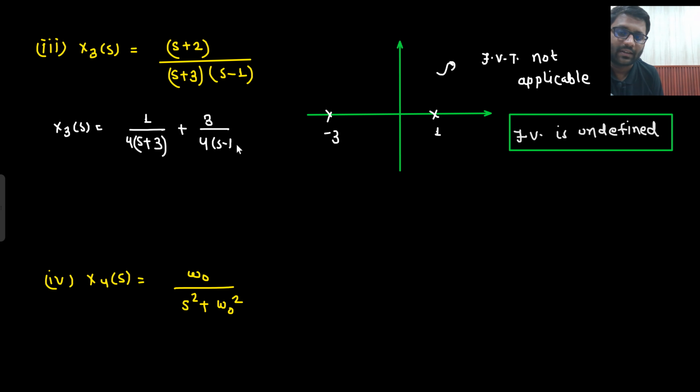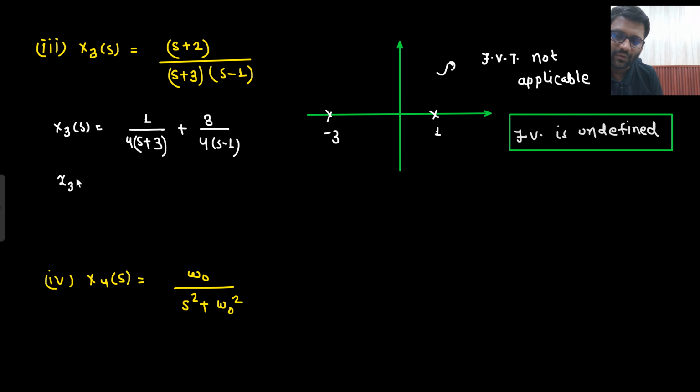Okay, by that method, you multiply with s plus 3 first. So if I multiply both sides by s plus 3 and then put s equals to minus 3, this will throw minus 1 upon minus 4. So 1 by 4. So the value of A will come out to be 1 by 4. Right? And then I will multiply with s minus 1 and put s equals to 1. So what will I get? 3 by 4. So the value of B I will get is 3 by 4.